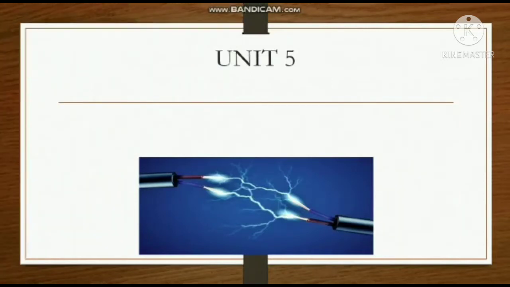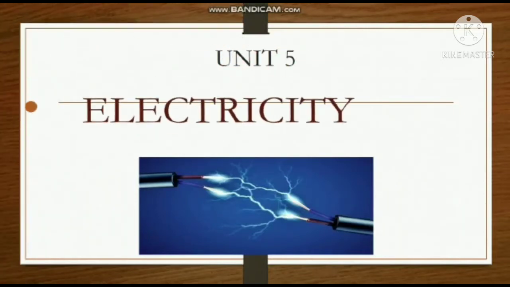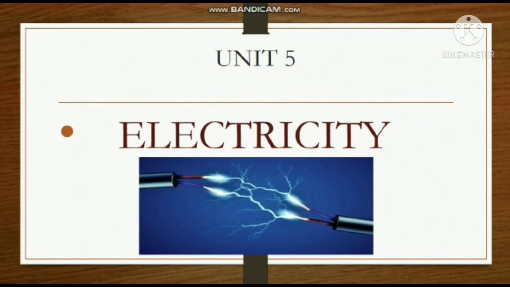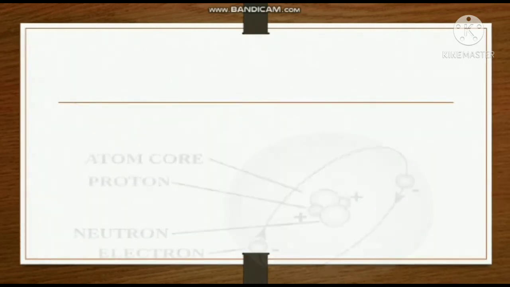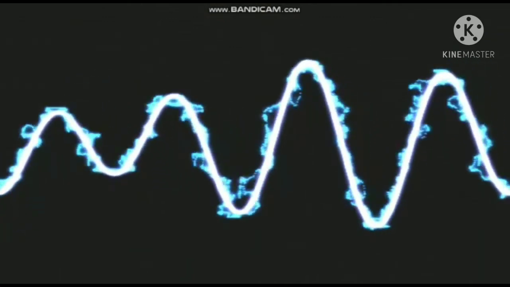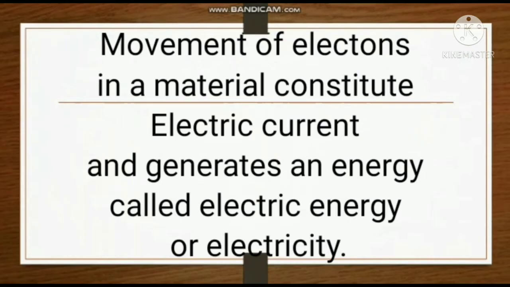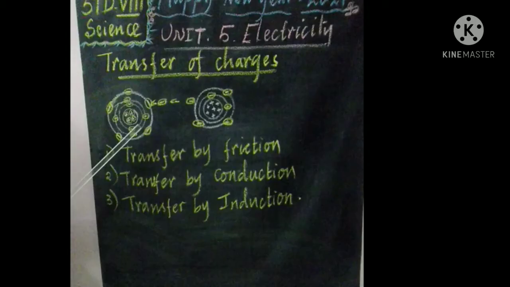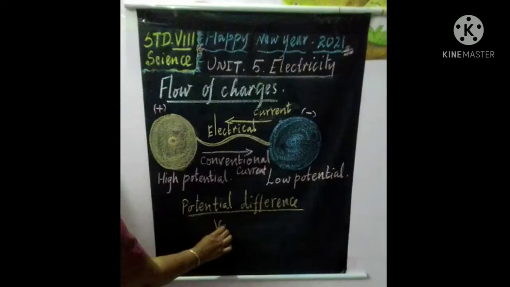For the lesson Electricity, what have we learned so far? The structure of an atom and the presence of electrons in the outer shell, which is responsible for the flow of current, and the movement of these electrons in a material constitutes electric current, and about the transfer of charges by three methods. You know well about the flow of current, that is from lower potential to higher potential.